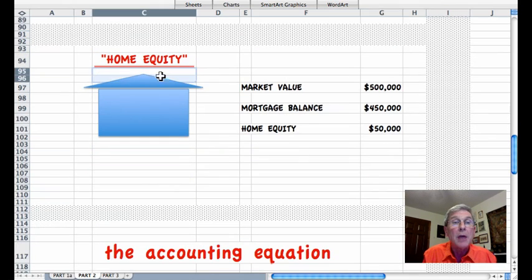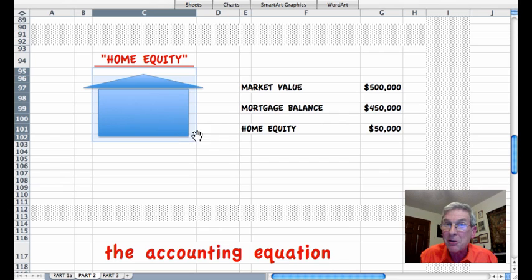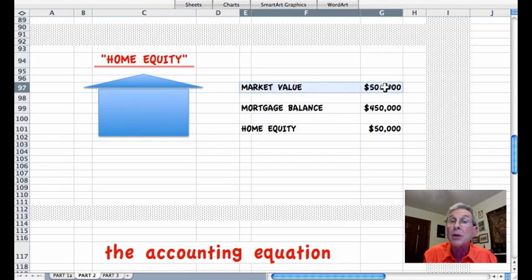See, this is a very lame picture of a house. Let's say you have a house and its market value is $500,000, and you have a mortgage, and so you owe the bankers $450,000. That says that your home equity is $50,000. In other words, the value of your ownership portion of that asset is $50,000. So remember, equity means the value of your ownership of the overall entity.